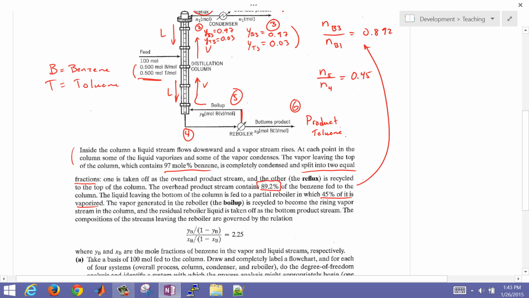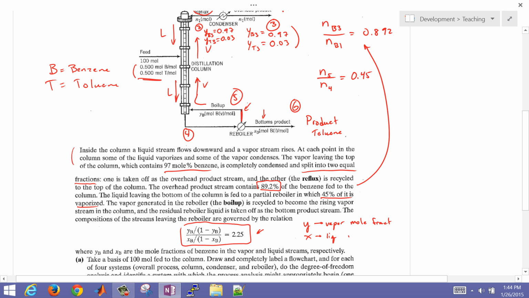The composition of the streams leaving the reboiler are governed by this equation. We're going to cover this later in the class, but it's Raoult's law. This is just another equation that tells us how the vapor and the liquid are related. Now in this case, Y is going to be the vapor, and X is going to be the liquid. In the past, we've said that X is also a mass fraction, and this is a mole fraction for Y, but we're not going to do that in this case. These are going to be vapor and liquid mole fractions.